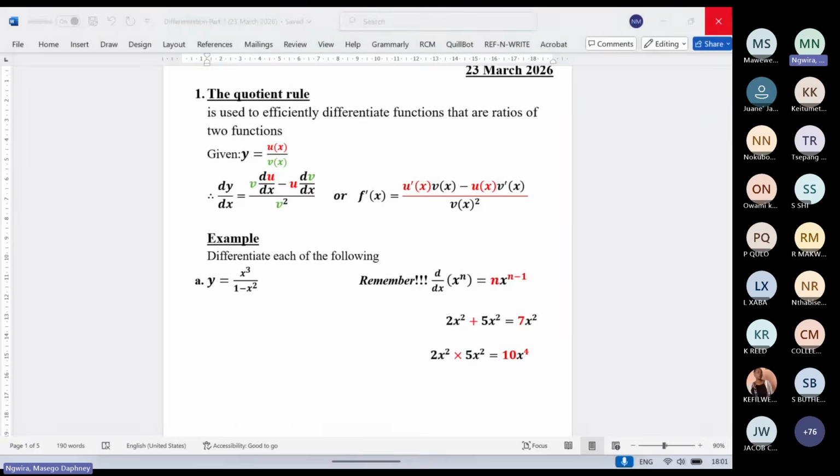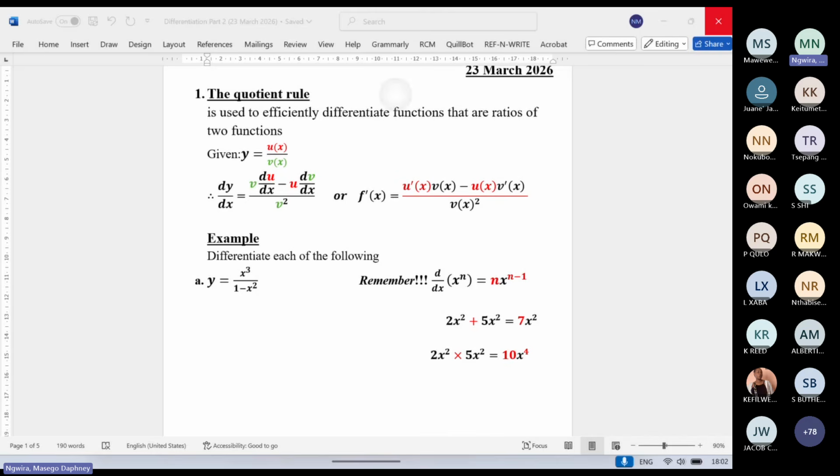All right. So we are going to do the quotient rule. The quotient rule is used to efficiently differentiate functions that are ratios of two functions. When you say two functions, it means whatever is at the top is a function, and also the bottom is a function.